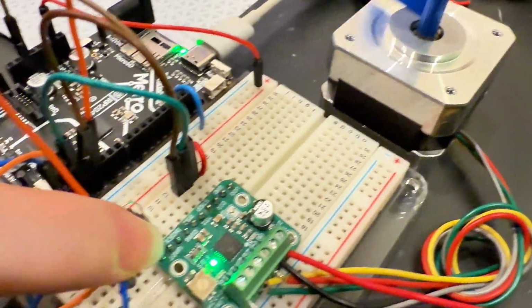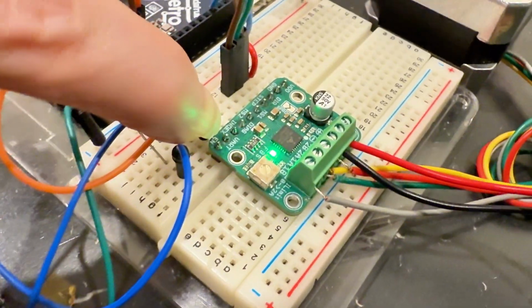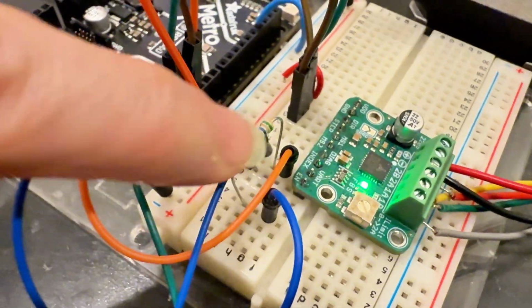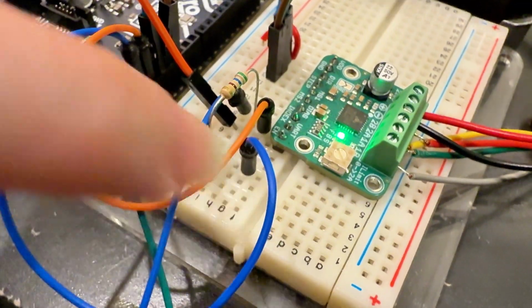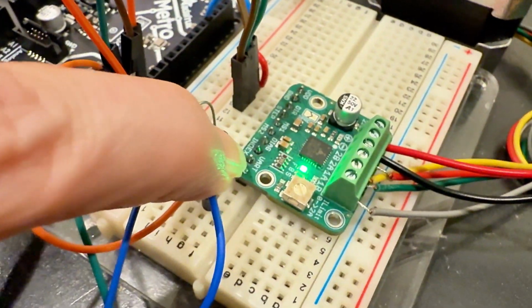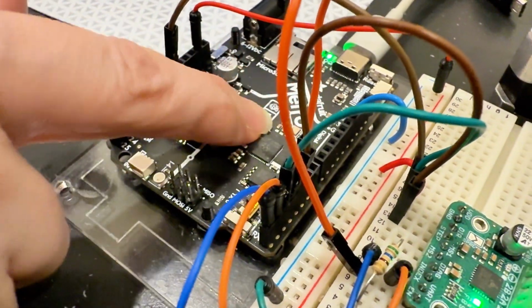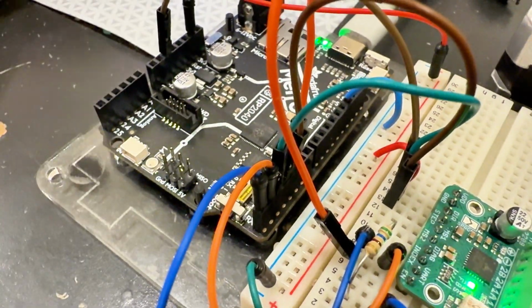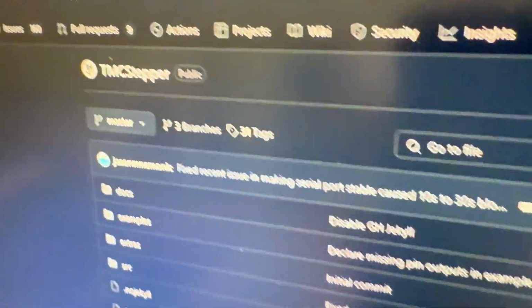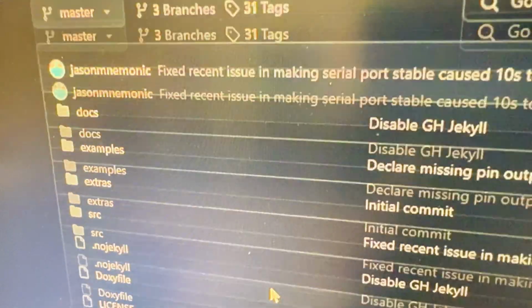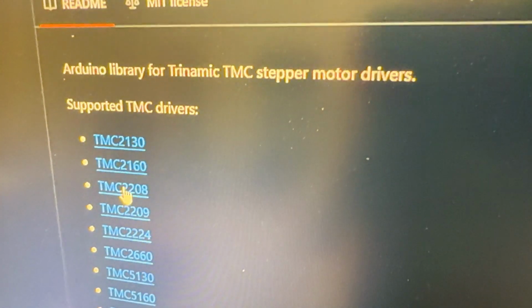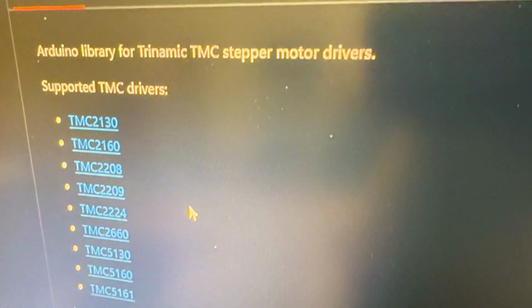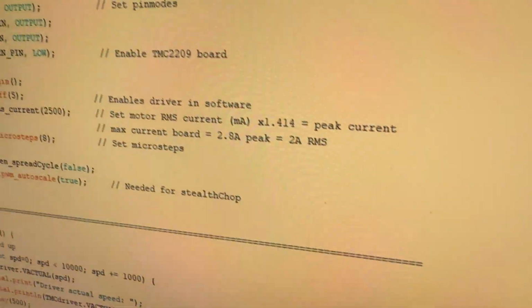But there's also a UART input right here. And what you can do is, by using a single resistor, you can turn this single pin UART into a dual pin UART. So I have it hooked up here to my Metro RP2040. And then I'm running this library called TMC Stepper, which seems to be fairly popular. And basically it's just the code that runs all these TMC Trinamic driver chips and lets you do stuff, like, this is kind of neat.